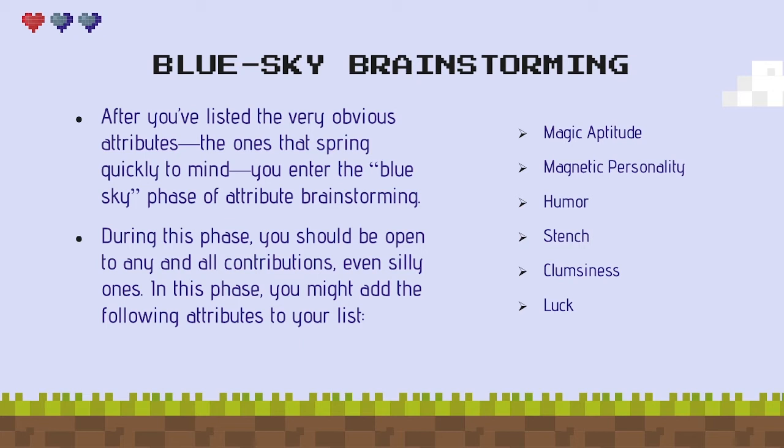So, ito will be some of the examples na meron tayo. Again, tulad ng sinabi ko kanina, you just list down what will be the attributes na gusto mong ilagay kasi along the way, mababawasan at mababawasan pa rin naman ito. So, halimbawa, magic aptitude, magnetic personality, humor, stench, clumsiness, luck. These are some of the examples ng mga attributes na pwede natin ilagay.